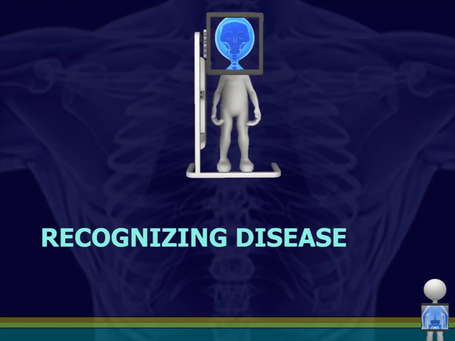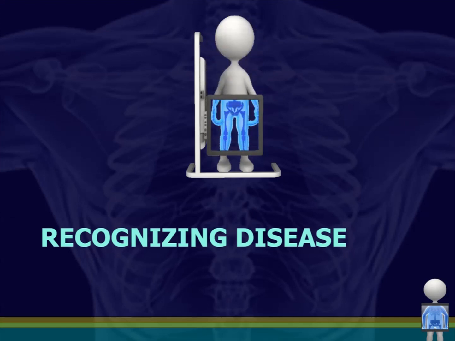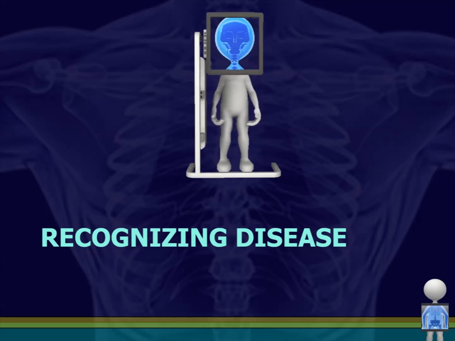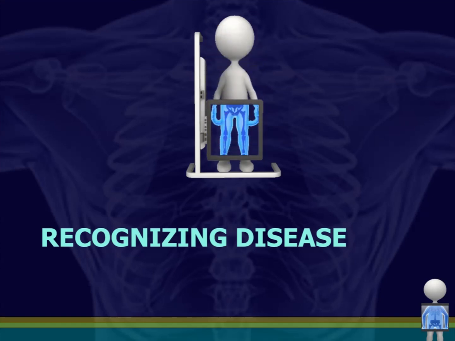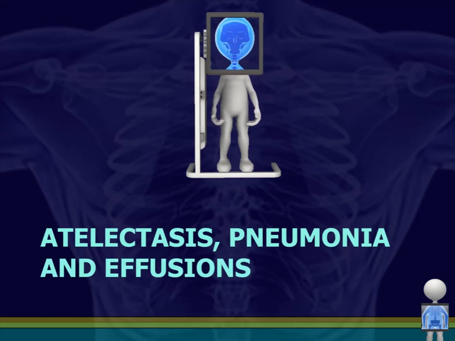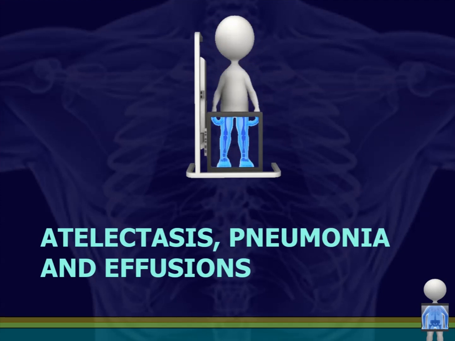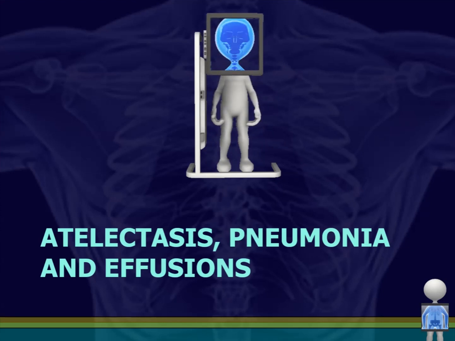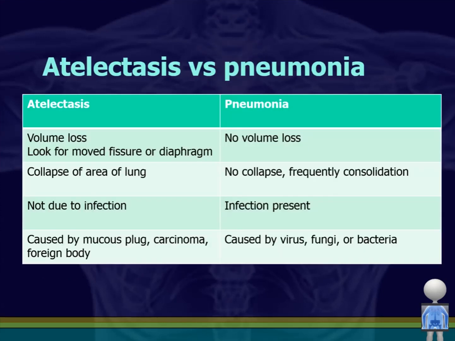Let's talk about how we recognize disease, or how do we determine different pathologies. This can get very complicated, and none of us are going to be radiologists. So we're going to start with the most basic disease I expect you guys to come across, and make sure that you know how to recognize that. Let's talk about atelectasis, pneumonia, and effusions, all of which you guys will see on a regular basis. And they can be kind of tricky to figure out which is which. So let's talk about that.